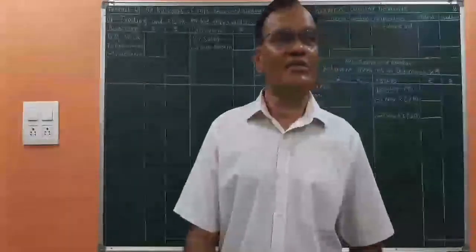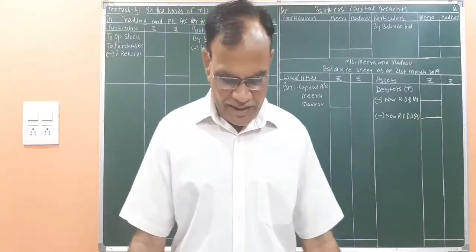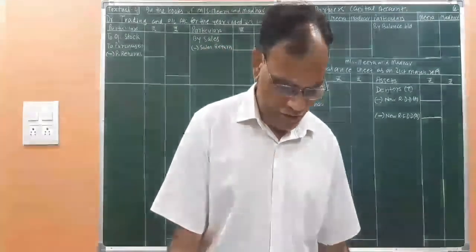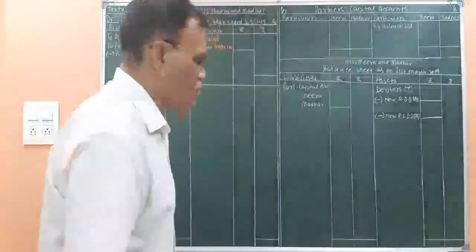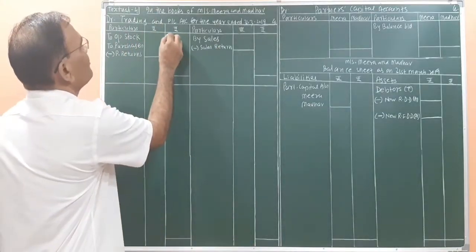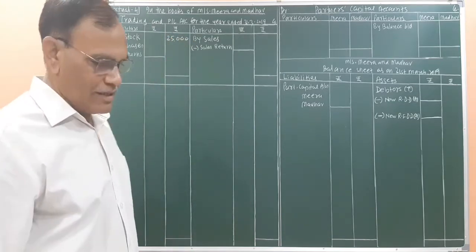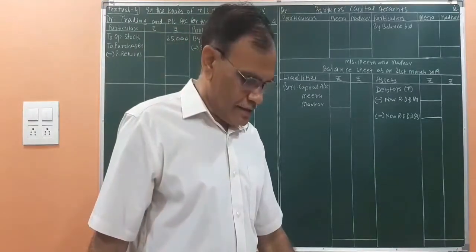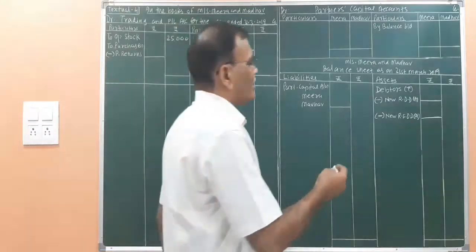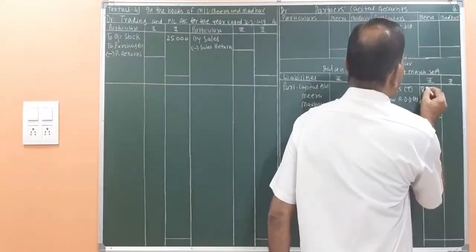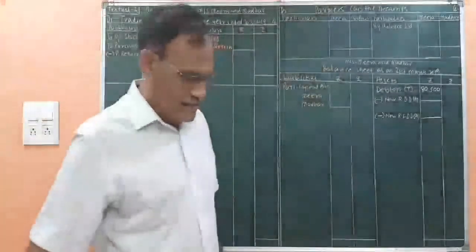Now the third step is we will do the posting of trial balance. Okay. We will start from the debit side. Now our first item is stock. So 25,000 opening stock. So I will write opening stock 25,000 on the debit side of trading account. Then we have debtors 80,500. So debtors 80,500, I will write in the inner column, 80,500 in the inner column on the asset side.